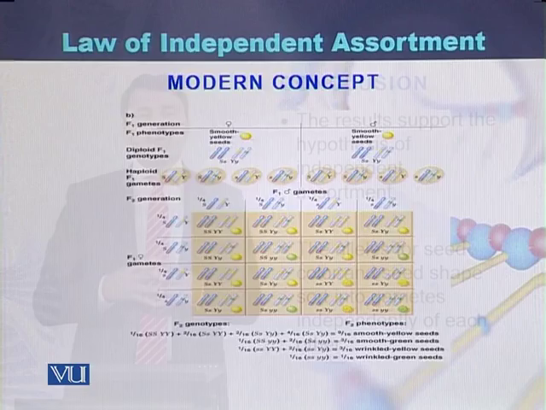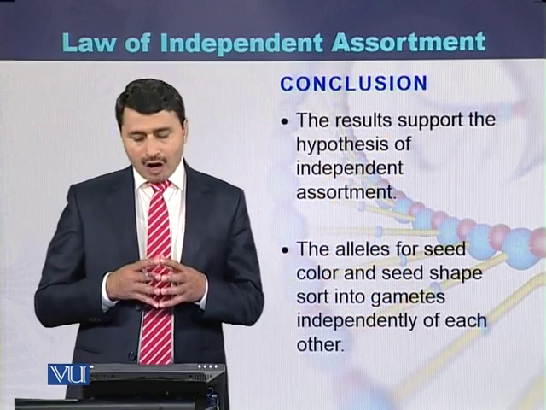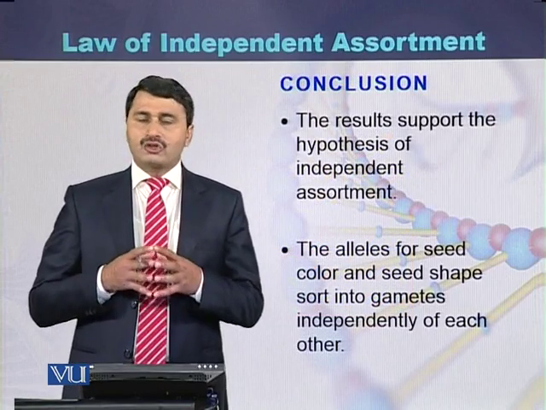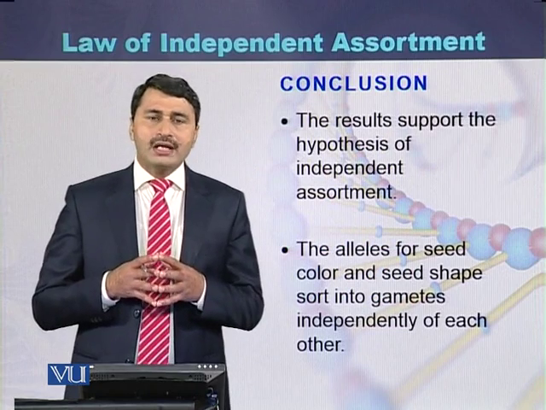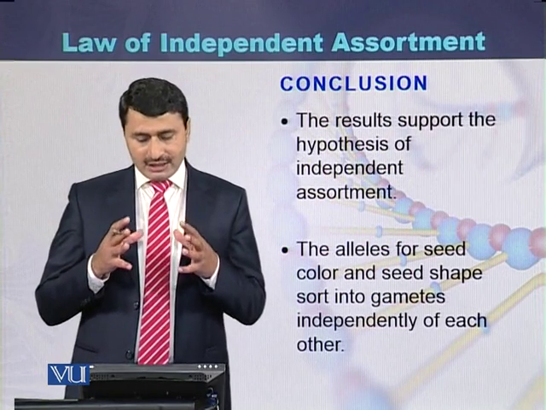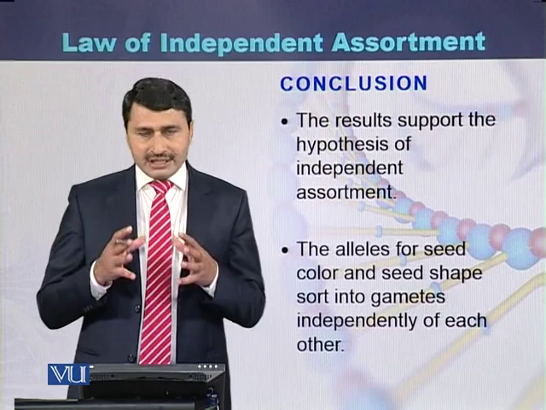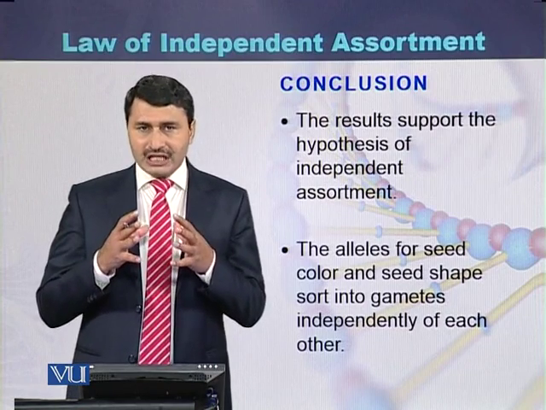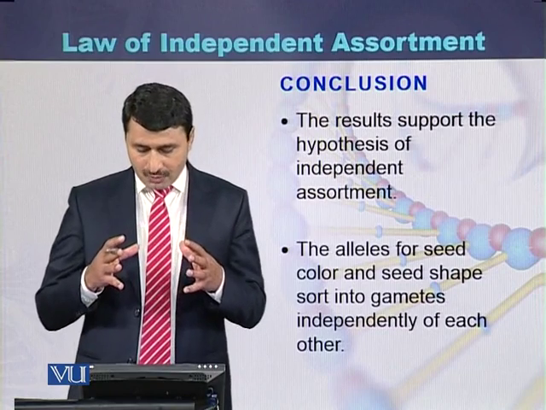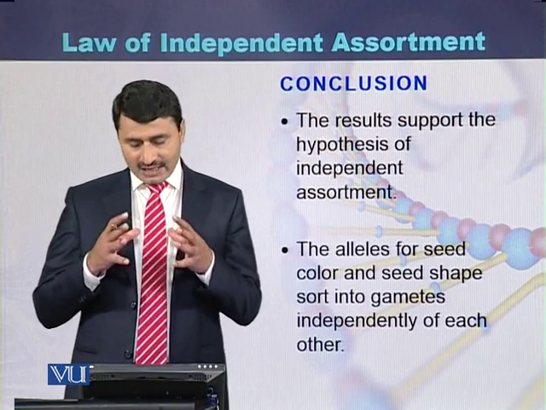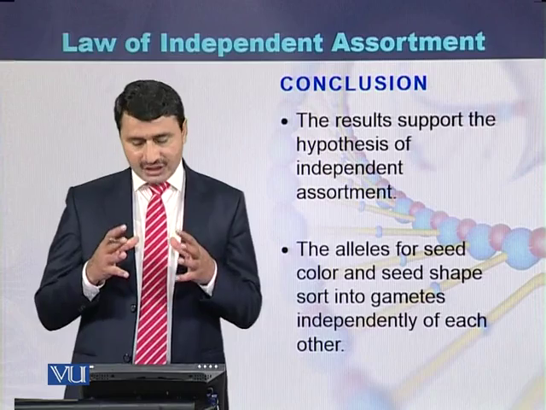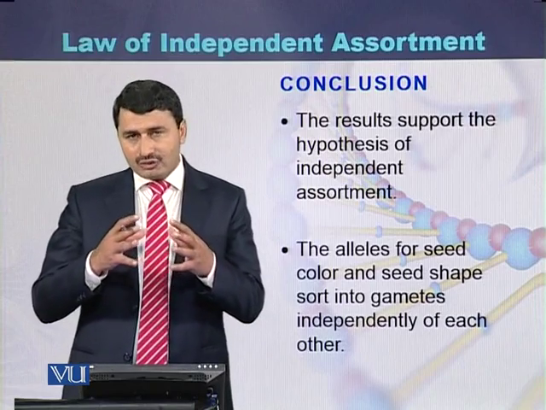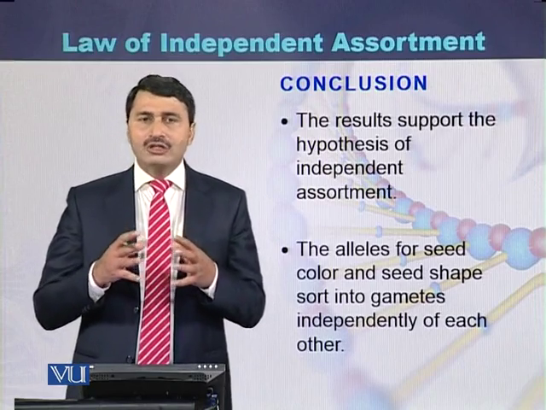So if we conclude the results of the law of independent assortment, it explains that there is an independent assortment between the gametes, between the genes or between the chromosomes, and the alleles for seed color and for seed shape sort into the gametes independently of each other.